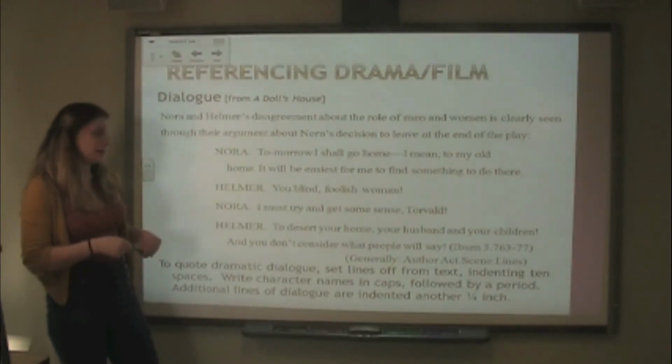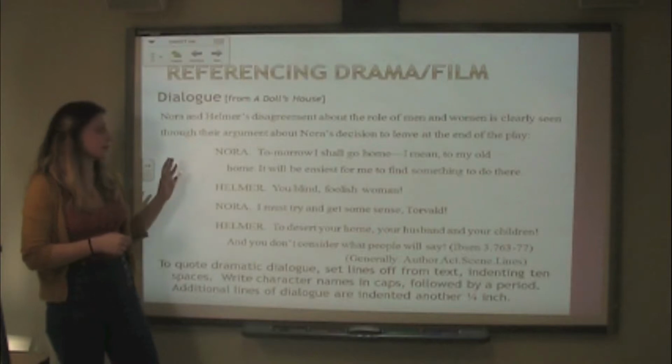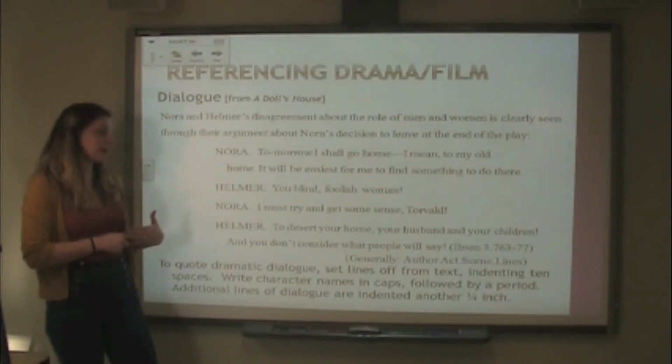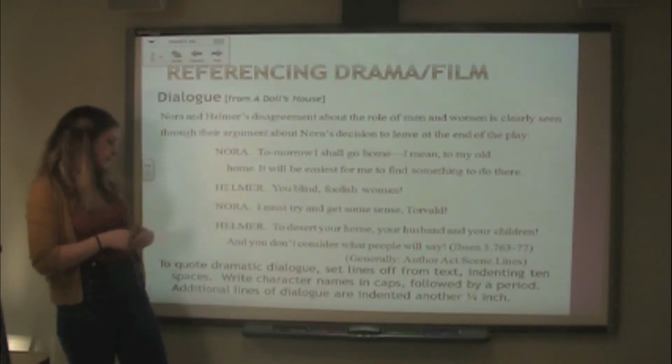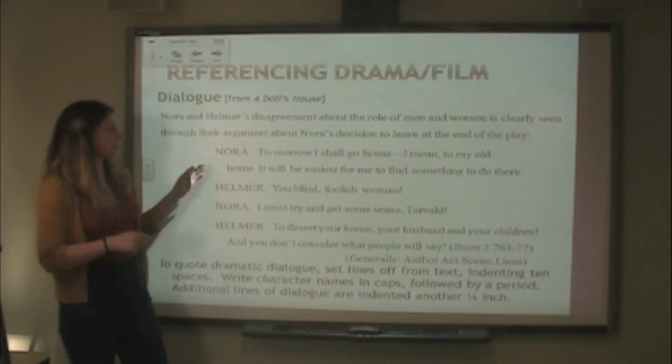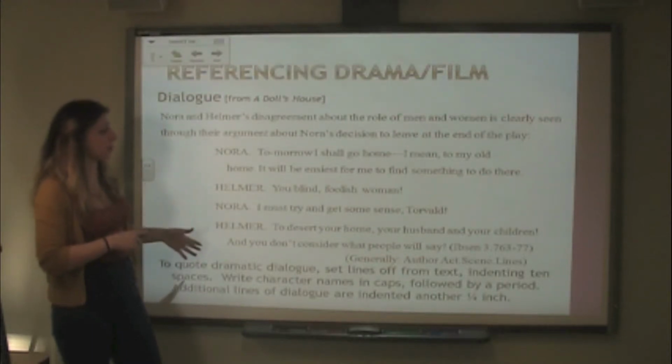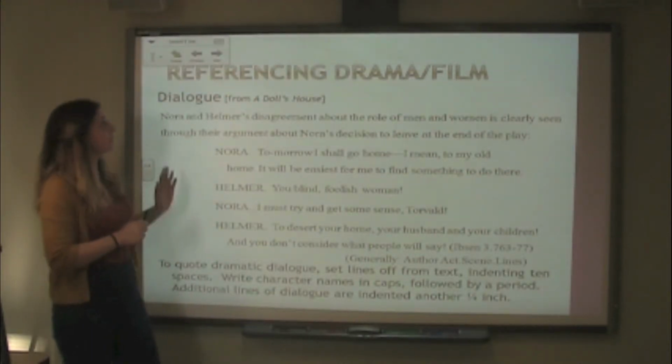So to quote dramatic dialogue, set lines off from the text, indenting 10 spaces. So instead of 1 inch, it would just be 10 spaces. Write the character's name in caps, followed by a period, as is seen here. Additional lines of dialogue are indented another 1/4 inch. So you see how there is kind of a hanging indent. That would be a 1/4 of an inch. So you would want to make sure all of your kind of indents are in the right format.